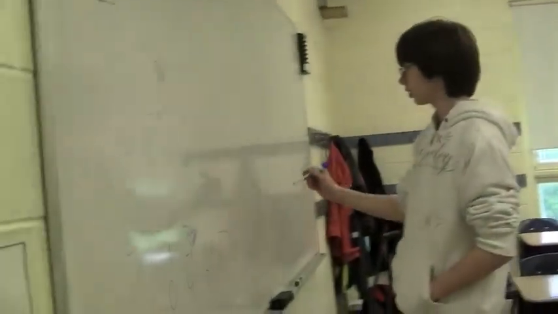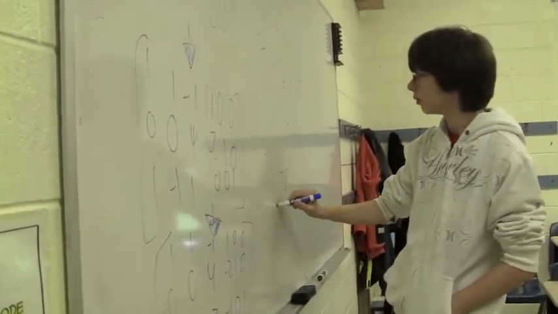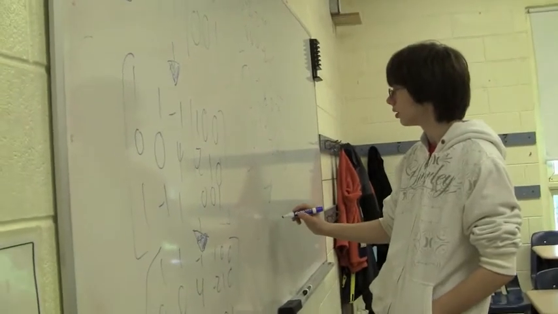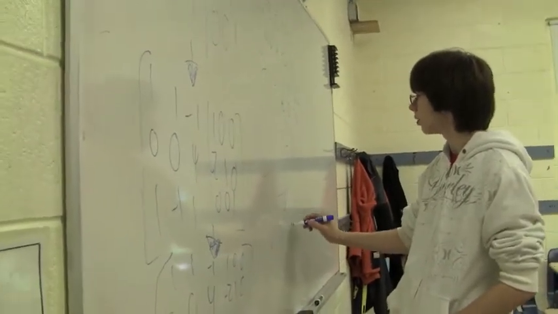We'll do this row plus this row. So you'll get 0, 1, 0, and then you're going to get 1, 1/4.